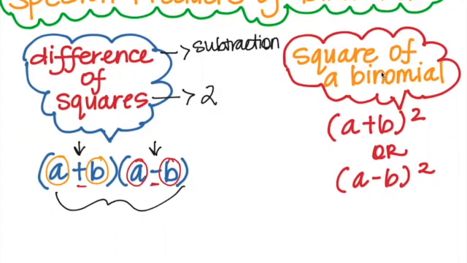But one is positive and one is negative, which makes it the difference. These are squared because they have the same terms. So we have A and B and then A and B. And we are looking for the difference. So we have A plus B times A minus B.